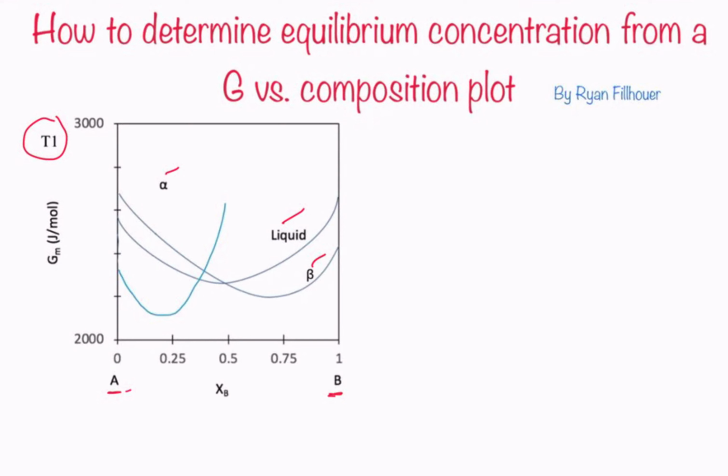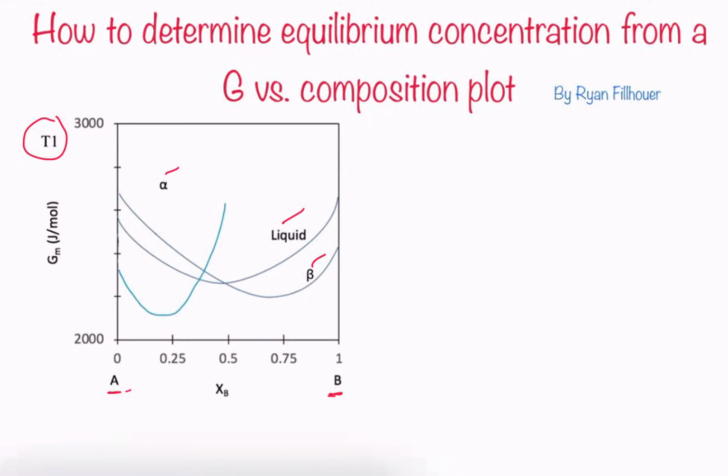On the x-axis is the composition of B that's plotted. So all the way to the left is 0% B component, 100% A component. All the way to the right is 100% B component, 0% A component.